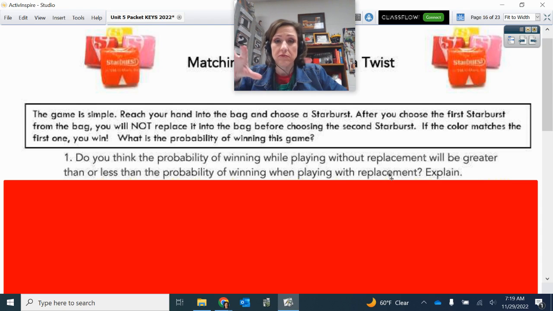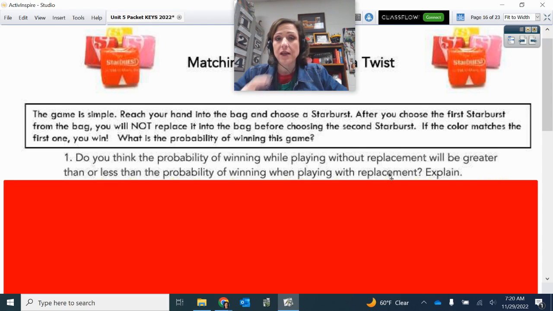If you replaced it, then 4 out of the 6 were red. And so let's say you drew a red. Okay, well, if you're going to replace that Starburst, what now is your probability of getting red? So now you still have the same probability. You still have 4 out of 6 that are red in there, which is 67% of what's in the bag.